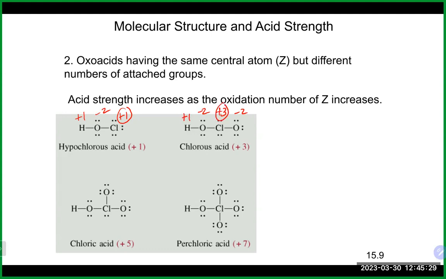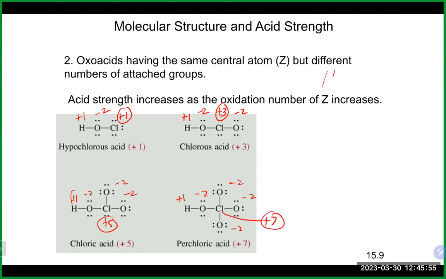This is the one we just did, -2, -2, -2, +1, giving us a +5 in this case. And here, this would be -2, -2, -2, -2, and +1. That's a -8, and a +1 means that this chlorine here has a +7 charge. So the idea here is the same.